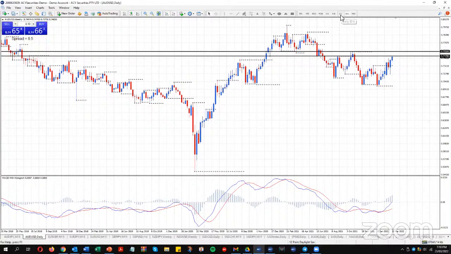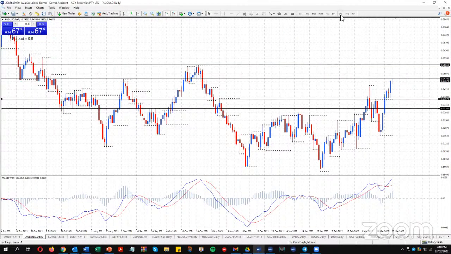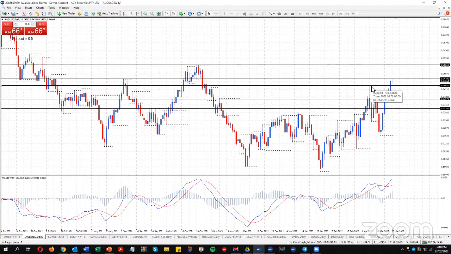All right, to the daily. Just going to put my other levels back in. That's the daily level of support. That's the weekly level of support. So weekly level of support there at 73.14. Daily level of support 73.67. And the most recent level of daily resistance broken, 74.41. So that could act as support.